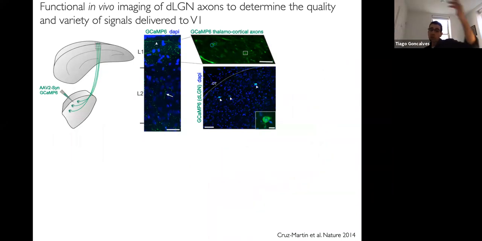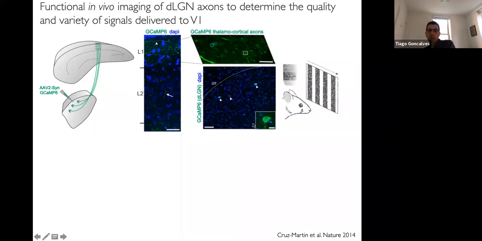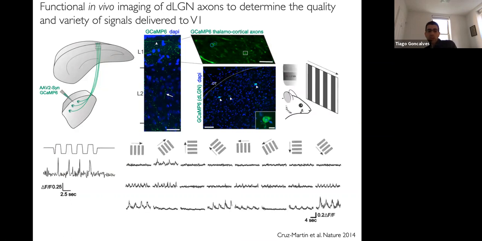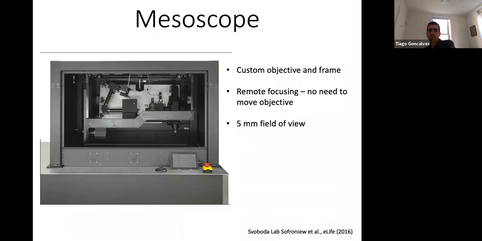Conversely, you can image the spines, but you can also image the axons. This is work by Alberto Cruz Martin, imaging the selectivity of thalamocortical axons in the visual cortex and showing that these axons already have a certain selectivity. So I said I was going to talk to you about the mesoscope.